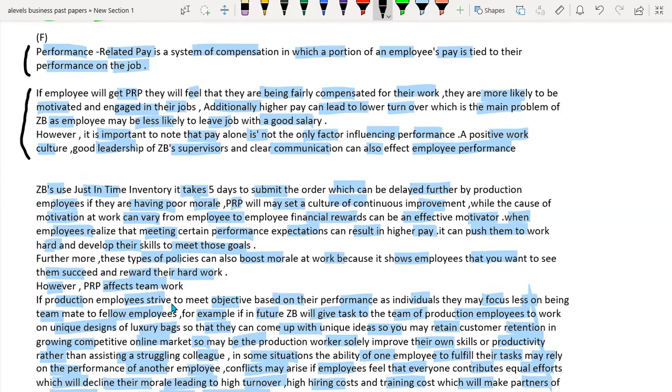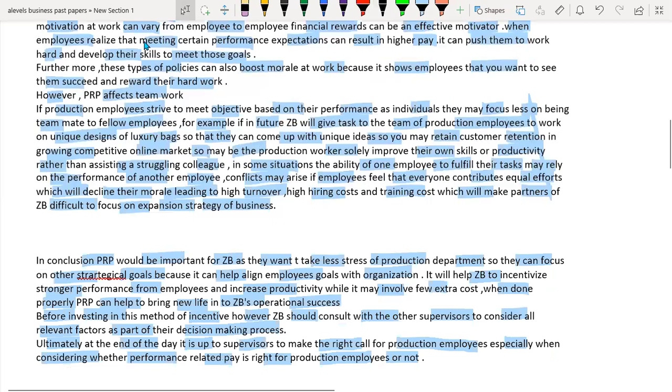If production employees strive to meet objectives based on their performance as individuals, they may focus less on being teammates to fellow employees. So this is my second analysis. I am writing it, and I am also using the application. If you see, I have taken one example from the case.